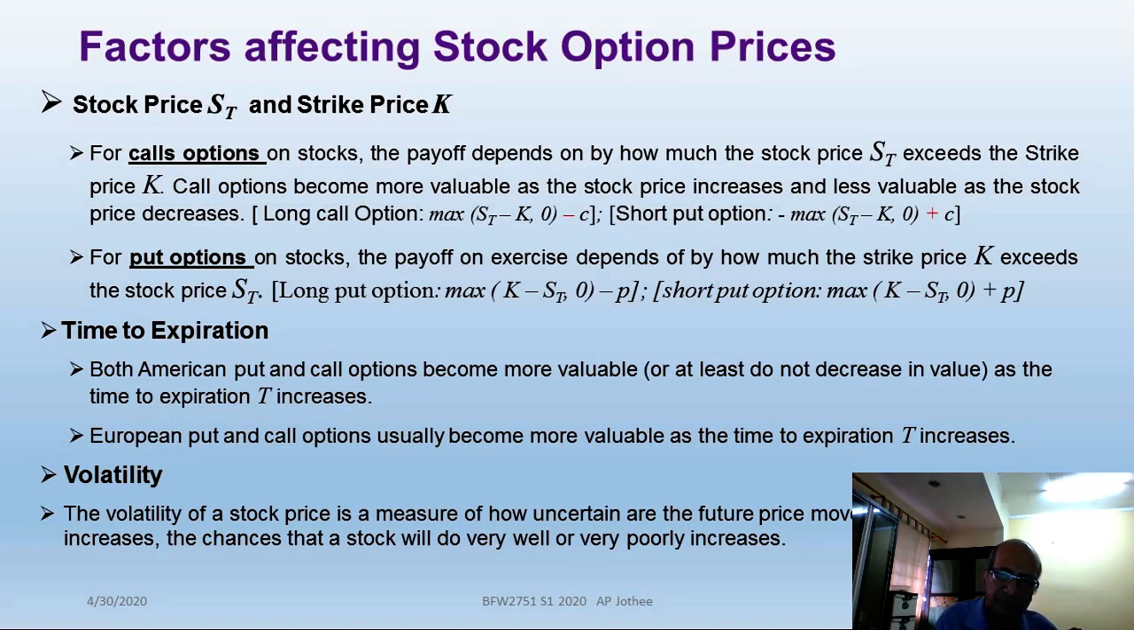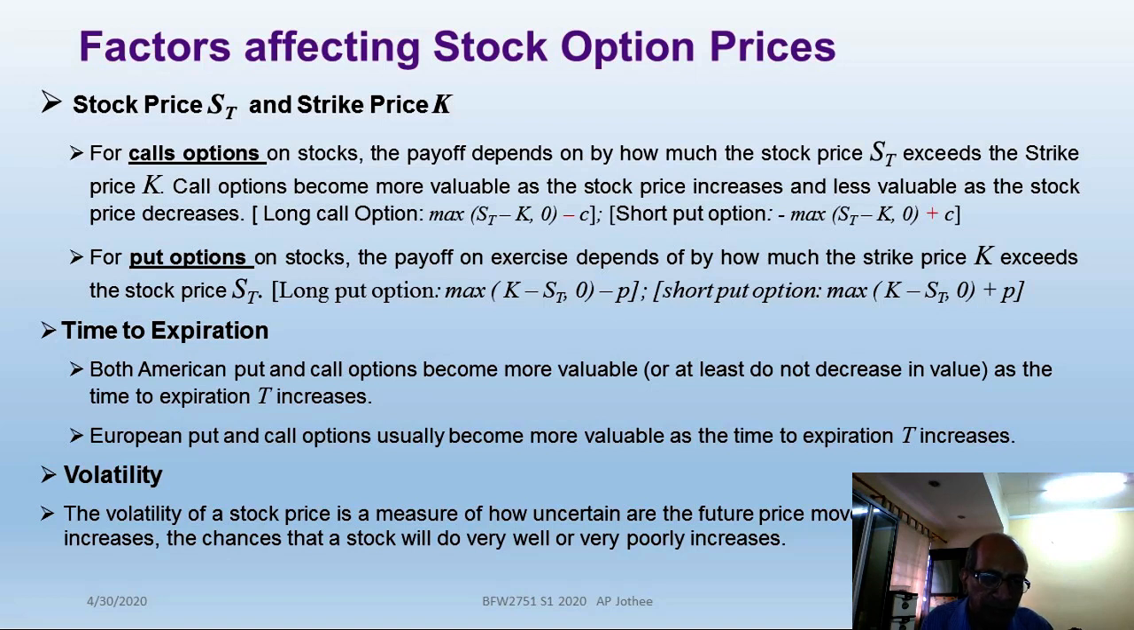Short put option, it is a minus side of ST minus K plus the C. I think this is supposed to be a short call option. For a short call option, it is the opposite of this. It is the minimum of K minus ST plus the call price you have earned as a seller.